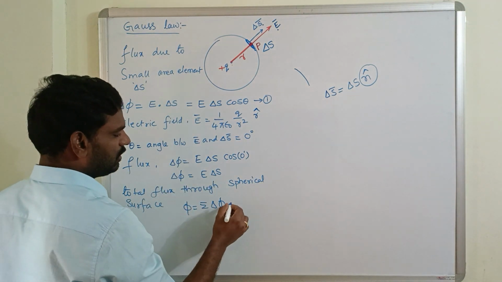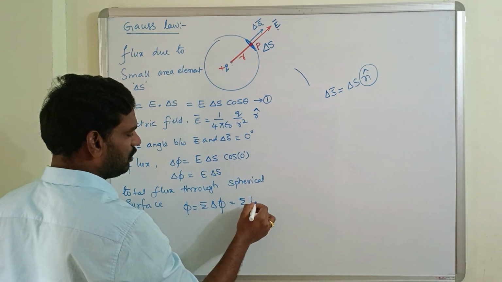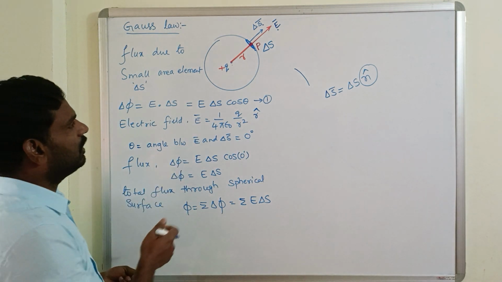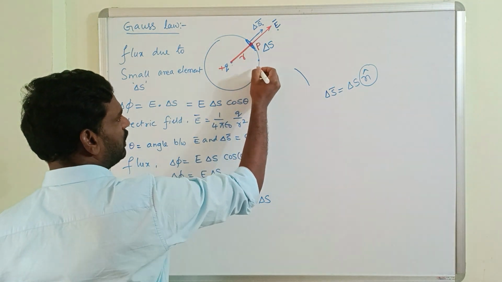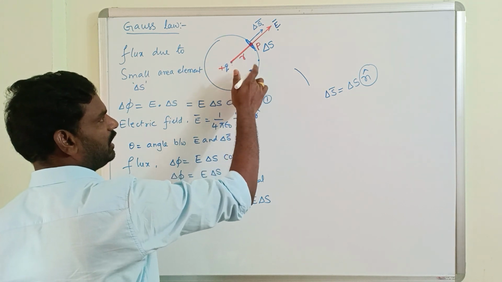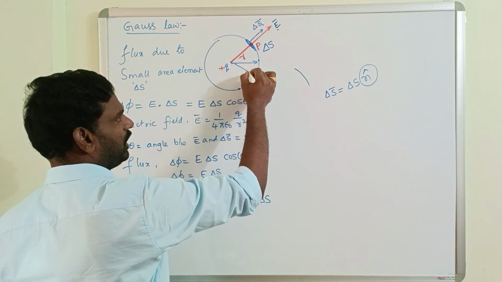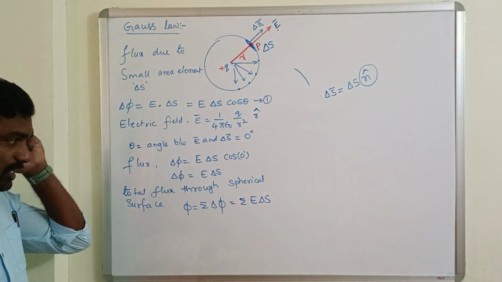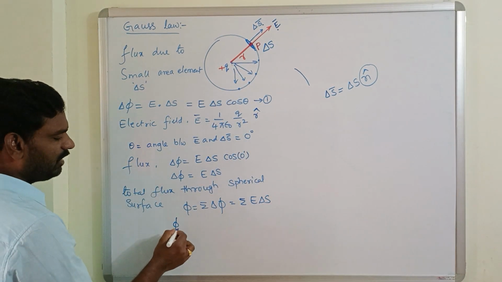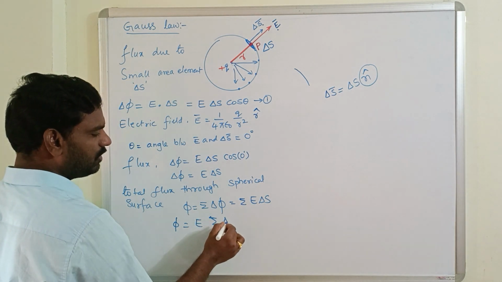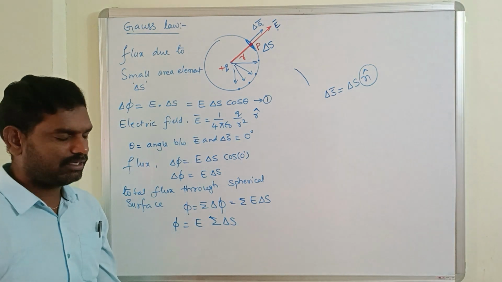So summation, that is nothing but summation of E delta S. And we know the electric field at all these points is the same. Why? Because they are at the same distance, so the magnitude of the electric field is the same. So I can take electric field as common, and what will be left? Delta S.